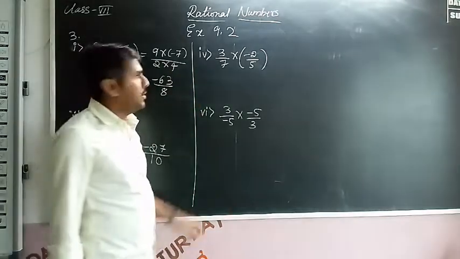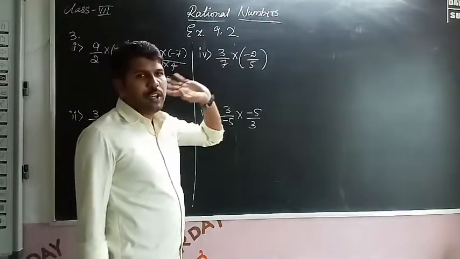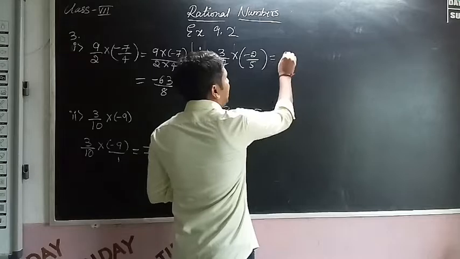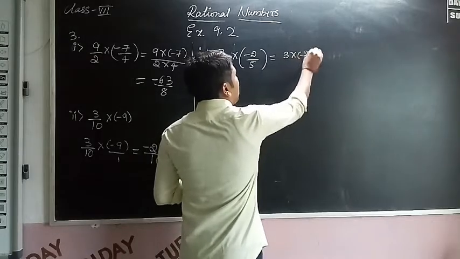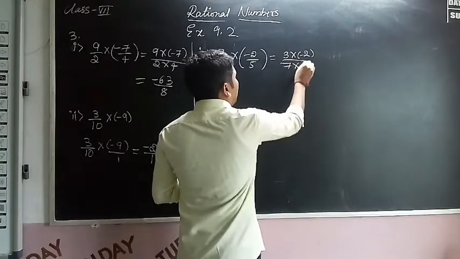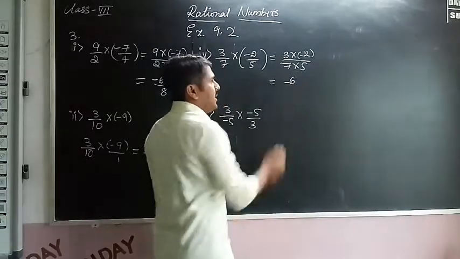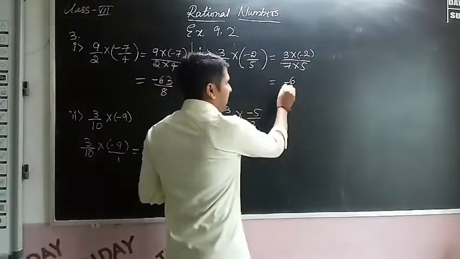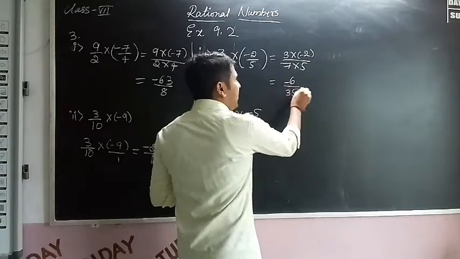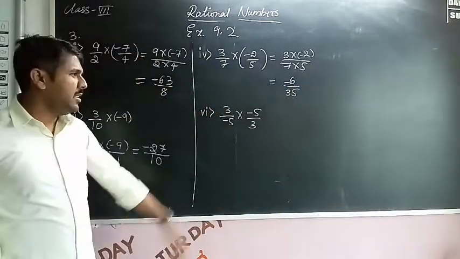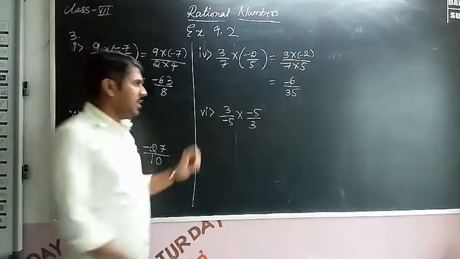So next, third one. Here multiply numerator to numerator. 3 into minus 2, 7 into 5. What will we get as the answer? 3 2s are 6. That is minus. Plus into minus is minus. 7 5s are 35. Very easy.